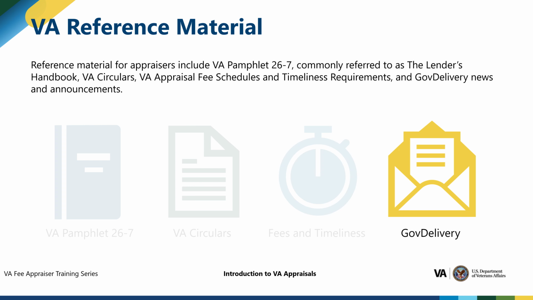VA uses GovDelivery to deliver email communications to industry partners, including appraisers. You must subscribe to receive GovDelivery emails from VA, which may include announcements about updates to VA manuals, new circular releases, upcoming events, and special updates.